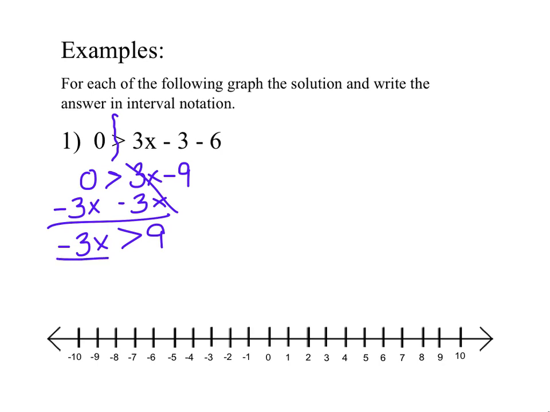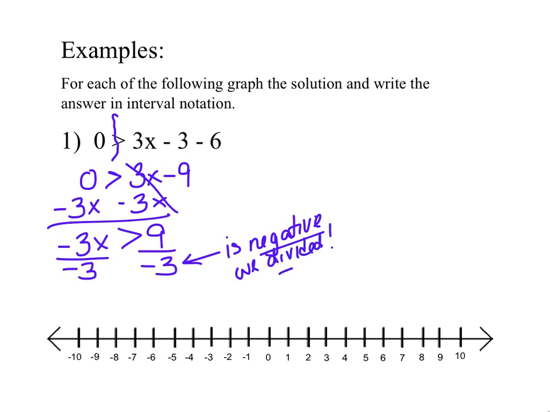So now I divide. Now, notice this is the moment of truth right here. This number on the bottom is negative. Right? So that means we divided by a negative. Divided by a negative means this inequality gets reversed. So it's going to be x, and now whatever this is greater than, now it's going to switch to less than. 9 divided by 3 is negative 3. X is less than negative 3.